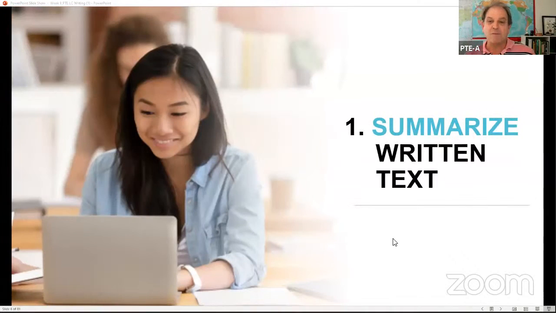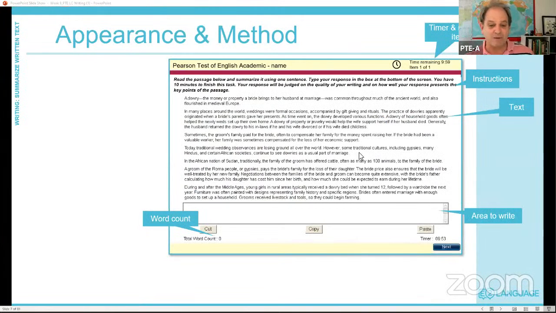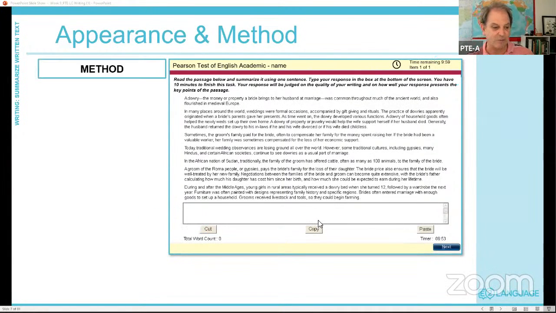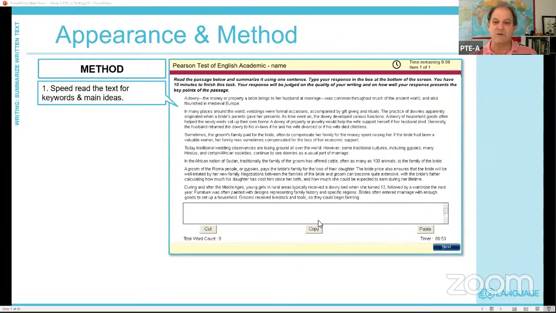Summarized written text. This is what it looks like if you haven't seen it before. We have a timer up the right-hand side. It'll count backwards from 10 minutes, the instructions, the text, and then an area to write in. Our method, remember, learn the method, practice the method, get feedback. Our method is to speed read to get a general idea. The idea of that is to put the gist of the text into your memory so you can feel comfortable with what the text is about subject-wise. And then you're going to deep read and take notes. When you deep read, it means read deep up here. So read to understand and comprehend.